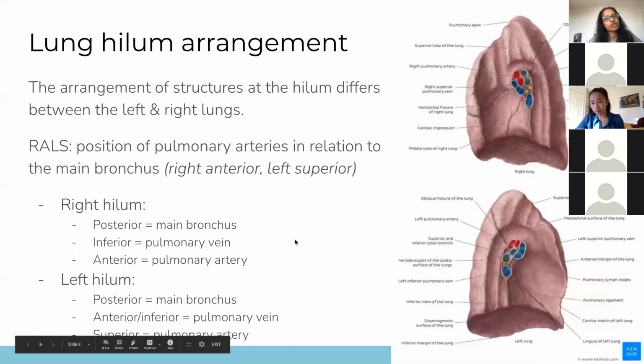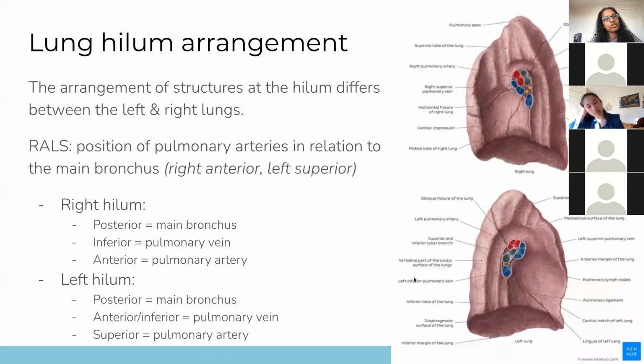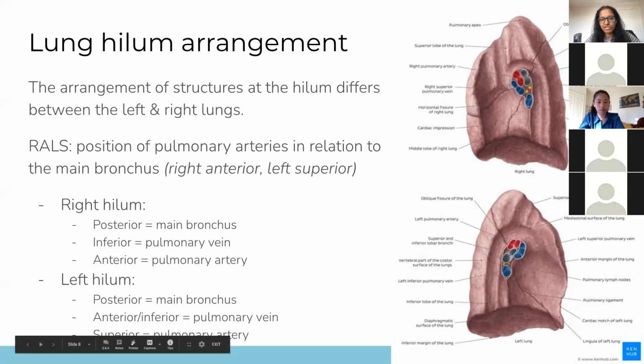Okay, so something that we do need to know in a bit of detail is, it's annoying, but the right and the left hilum have three main structures that you need to know about. It's the main bronchus, your pulmonary vein, and your pulmonary artery. But annoyingly, though probably as expected, they're in a different arrangement on the right and the left side. And this is a really common exam question.